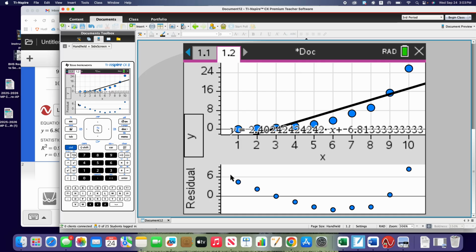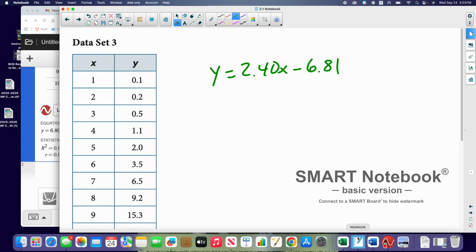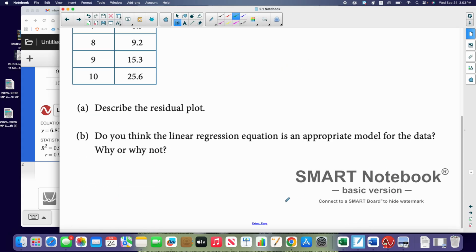It's that U shape again. It goes down, it goes back up, all right? It's got some above and some below, but they're not like alternating, okay? And so, what would you say about the appropriateness of this model? It's not. That's right, okay? It's not appropriate. So this one was very similar to that last one. I'd say it's got a U-shaped plot, so we'd say that the model is not appropriate.